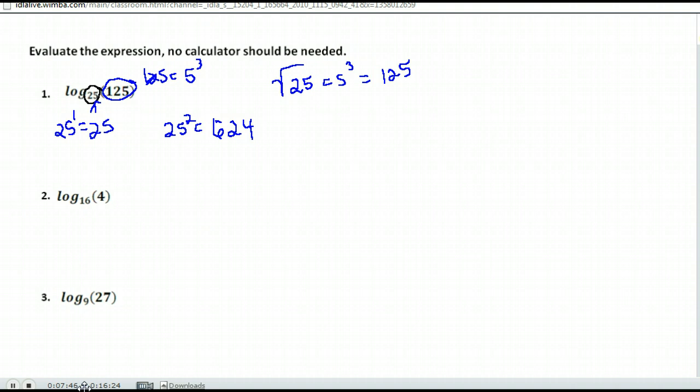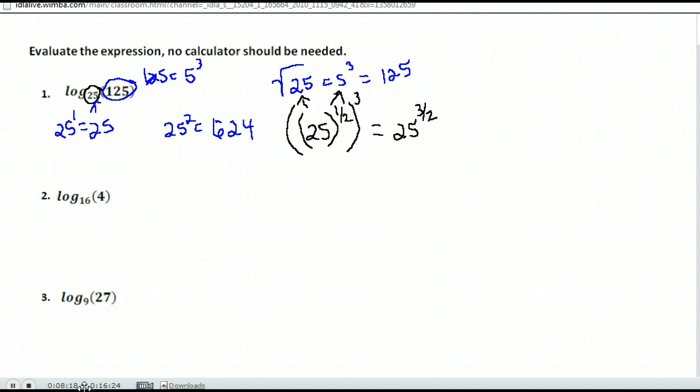So then what is our power? Well, what did we do to the 25 initially? We took the square root. And what does square root mean? That means the 1/2 power. So what we're doing is 25 to the 1/2 power, and then that gave us 5. And we took 5 to the 3rd power. So we're going to the 1/2 power and then to the 3rd power, or we can write that as 25 to the 3/2 power.